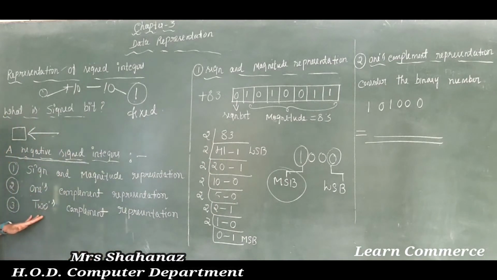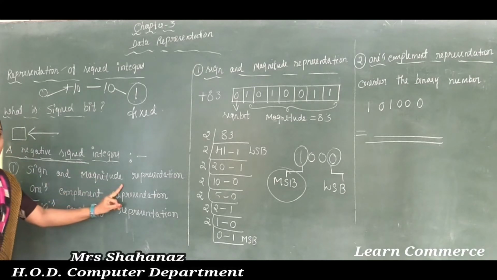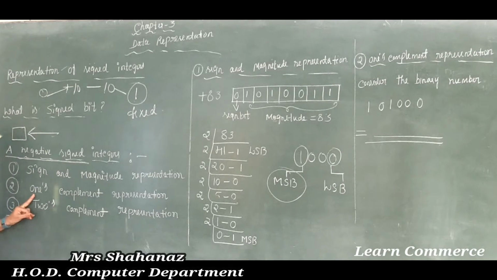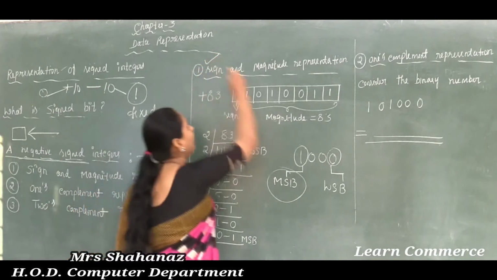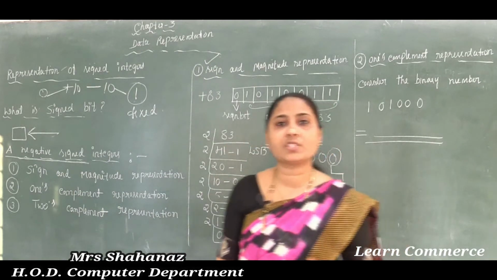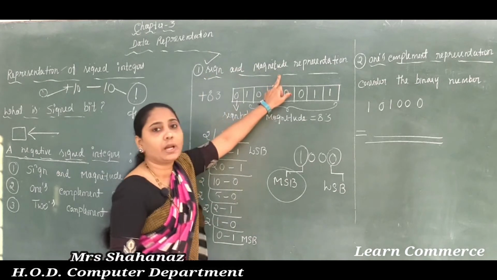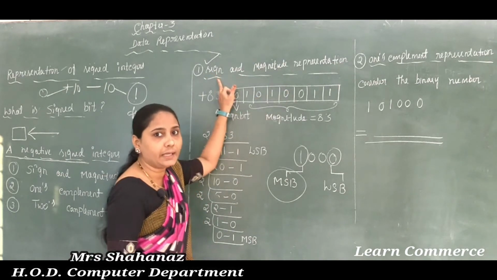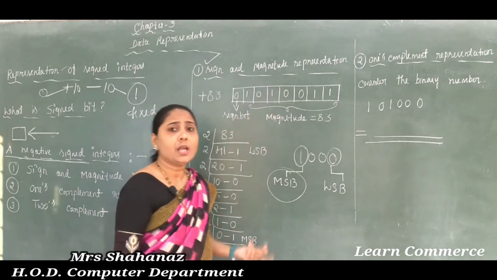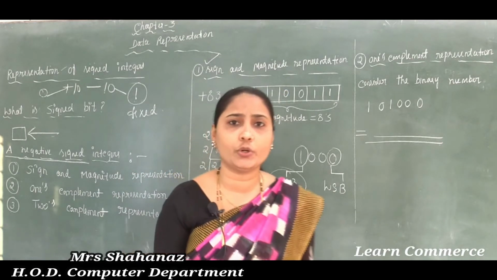So again I want to repeat here, the representations are: the first is the sign and magnitude representation, the second is the ones complement representation, and the third is called the twos complement representation. Now let's take the first point. As we know, the name of the first representation is the sign and magnitude representation, correct? So what do you mean by a sign and magnitude representation?